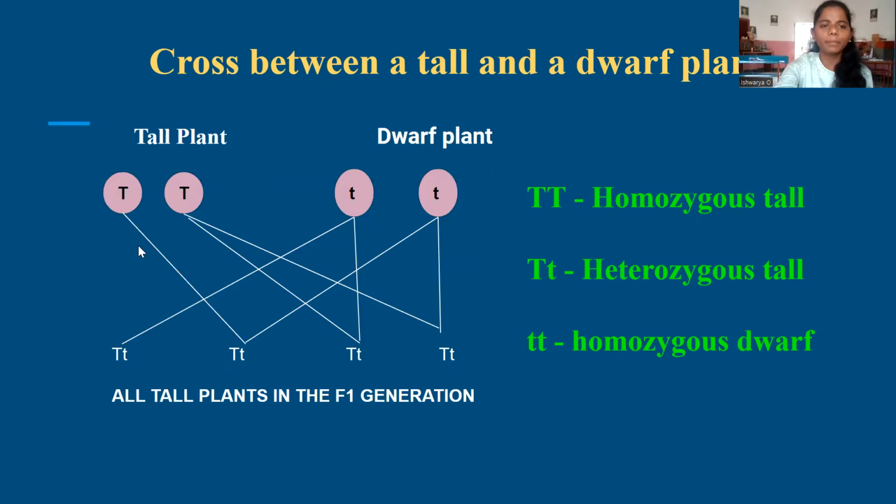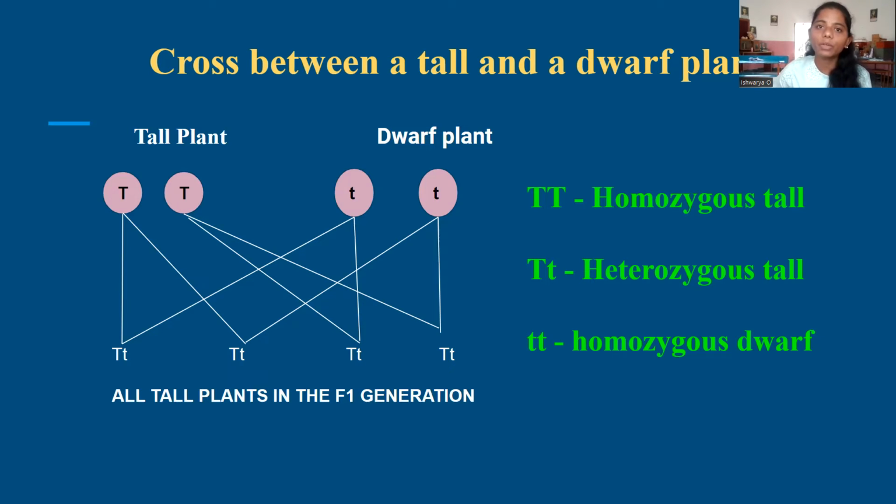Here you can see that Mendel crossed a tall plant with a dwarf plant. The genotype of the tall plant is capital T capital T, and the genotype of the dwarf plant is small t small t. Here I'm using the word genotype. What is meant by genotype? Genotype is the genetic makeup of an organism, which is nothing but the genes that code for a characteristic or a trait. So the tall plant's genotype is capital T capital T, and the dwarf plant's genotype is small t small t.